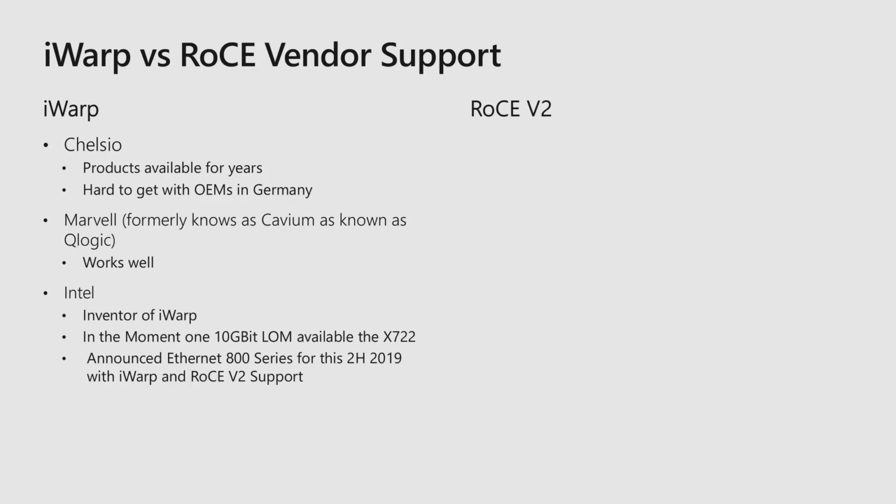Intel announced a new chip, the Ethernet 800 series, for the second half of this year, and it should support iWARP. It should go up to 100 gigabit per port, and it should support RoCE v2. Now, that's weird for Intel, because if you go to the website, you see a lot of marketing for iWARP, why it's a superior protocol over RoCE, and now they bring a chip that can do both.